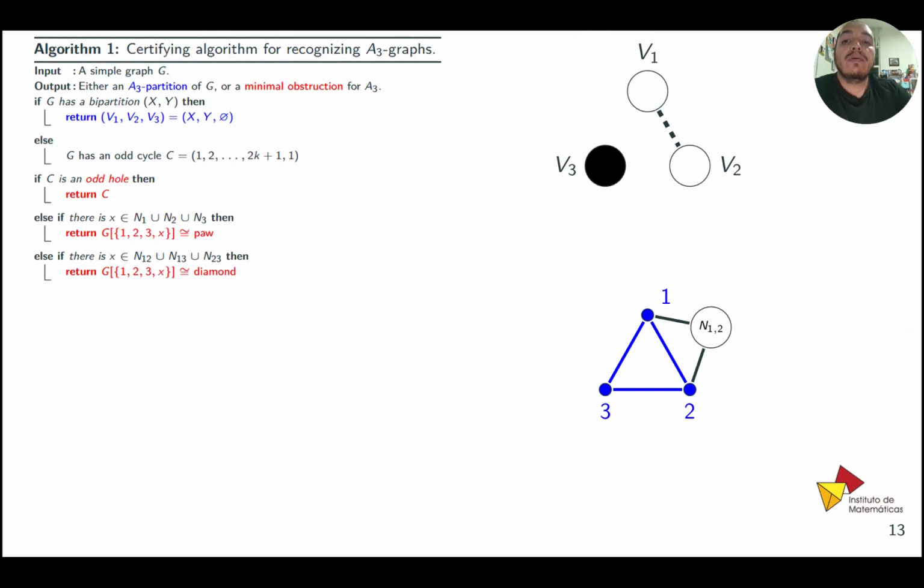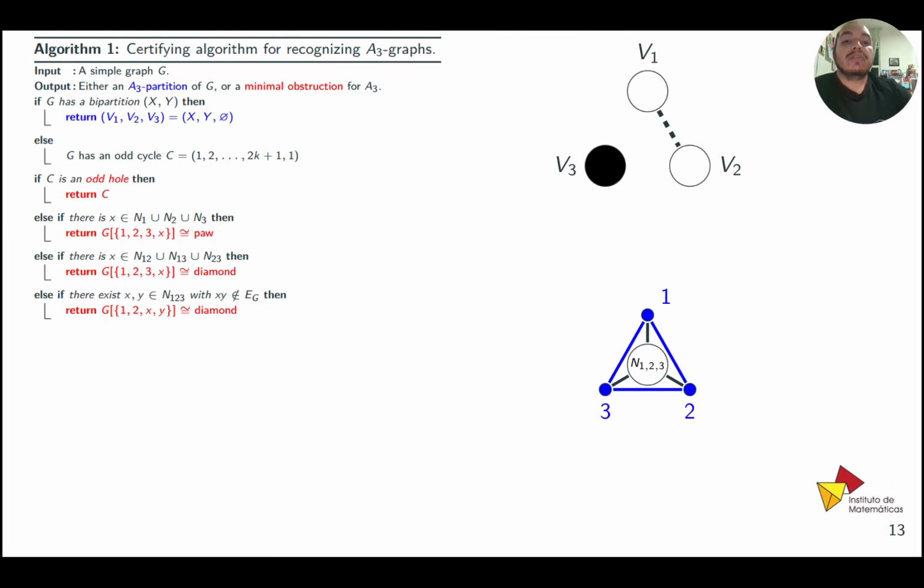Okay, now we check whether there is a vertex in some of the parts n12, n13, or n23, because if there is a vertex here, then together with the 3 vertices of the original triangle, we obtain a graph isomorphic to the diamond graph, and again we return it as a no certificate.